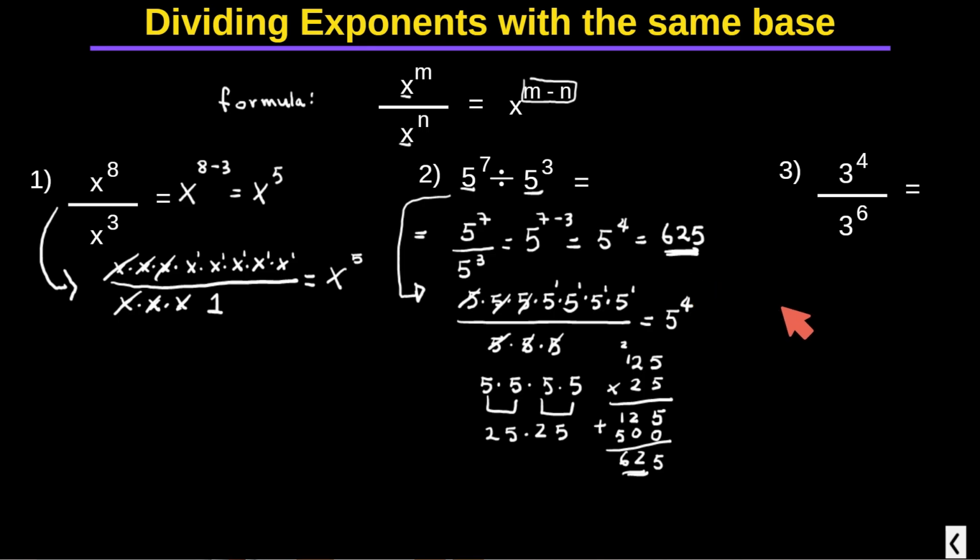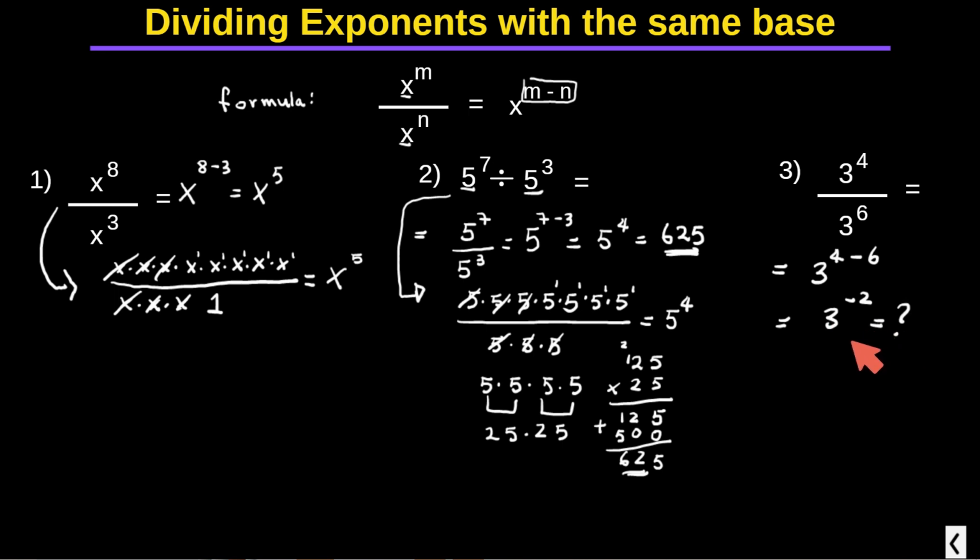Now let's move on to problem number 3. We have 3 raised to the 4th power and we have 3 raised to the 6th power. So we have the same base, and now let's subtract 4 minus 6. Now 4 minus 6, we will have a negative answer as our final answer. We will have 3 to the negative 2 power. But why is that negative?